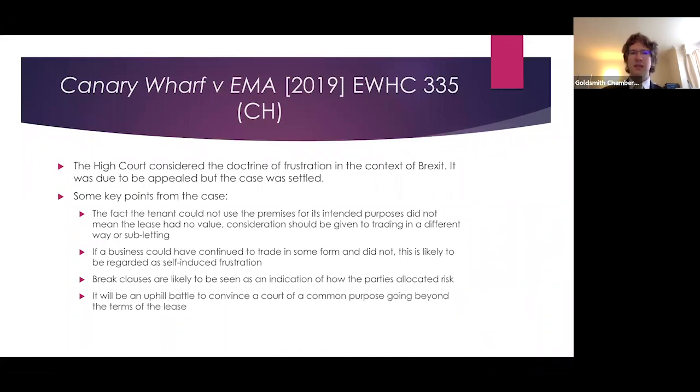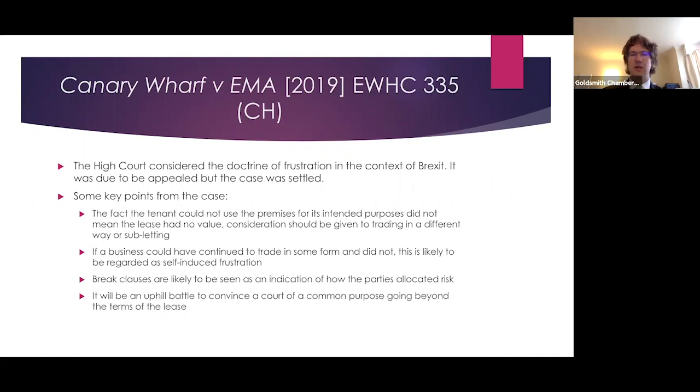Simply, the point made in Canary Wharf is that it is always possible that a business will need to move premises. It loses some space, it loses some work and needs to downsize. It gets too big, it needs to upsize. Their decision to move, the premises for some reason are no longer suitable. And so there's always going to be a risk that a business will not actually want to keep a property for the full length of the existing lease. And the break clause is going to be seen as an indicator of how the parties allocated that risk.